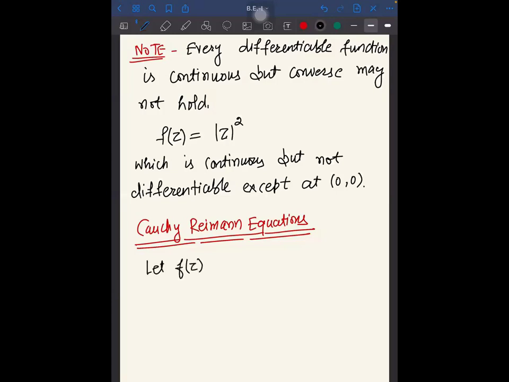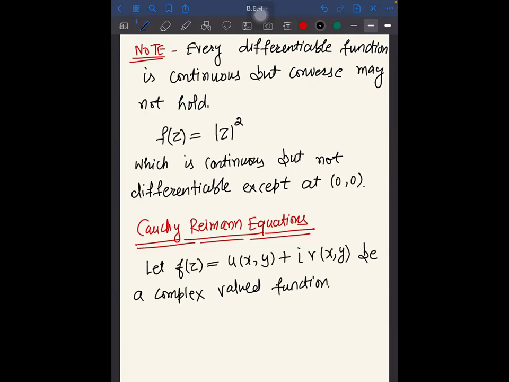Let f of z is equal to u(x,y) plus iota v(x,y) be a complex valued function. We can write it like this, we did this in the last lecture. Yes, sir. It's a complex valued function.